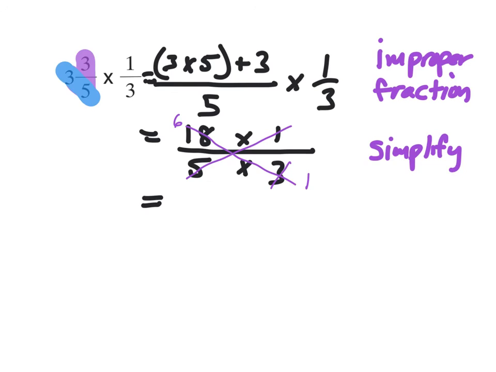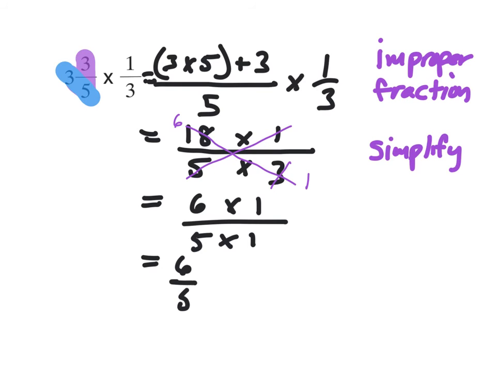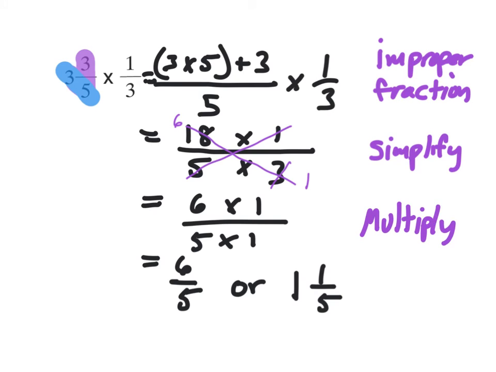So to rewrite this, we're going to do 6 times 1 for the numerator, and 5 times 1 for the denominator, which will give me 6 fifths. Now that's still an improper fraction, 6 fifths, so I could write it as 1 and 1/5. The only other thing I noticed is I'm missing my multiplication step, so let's put multiply here. And that's how we would multiply a mixed number times a fraction.